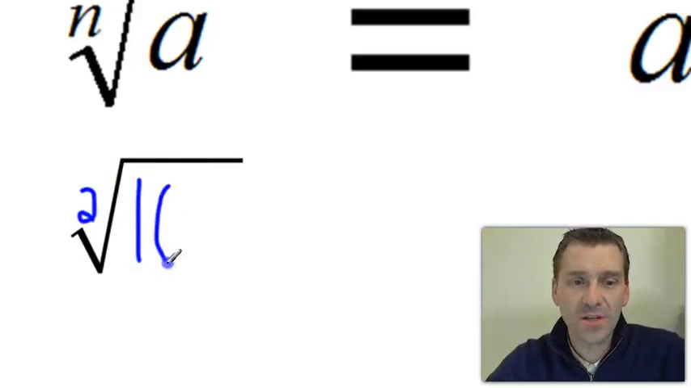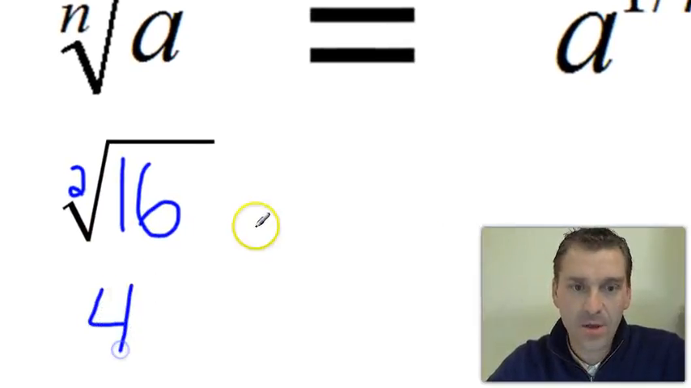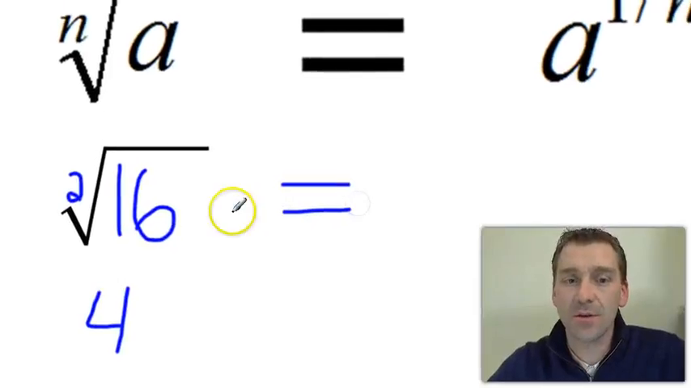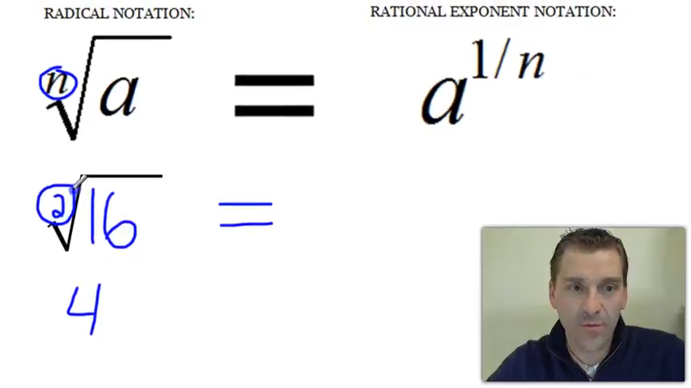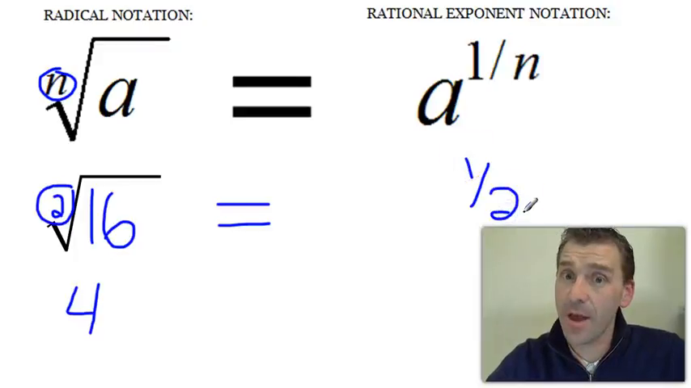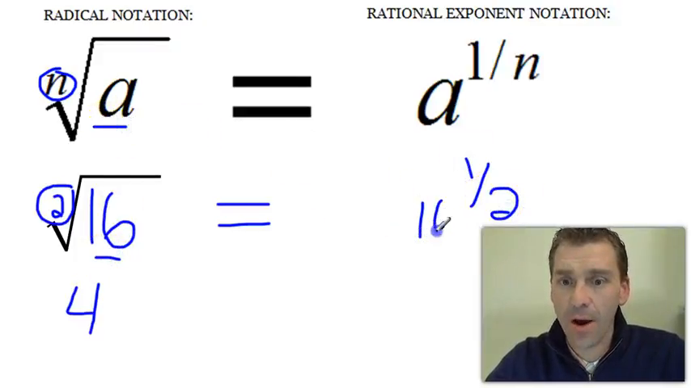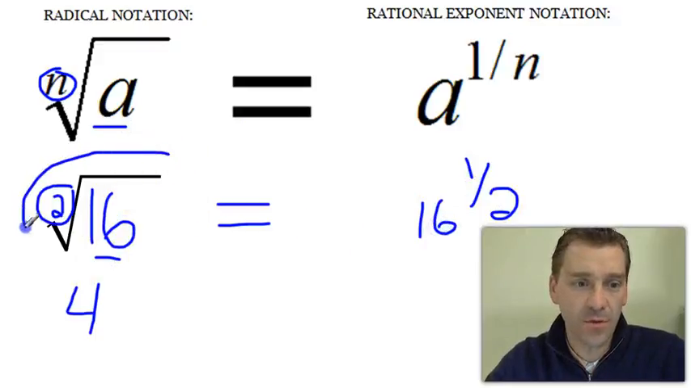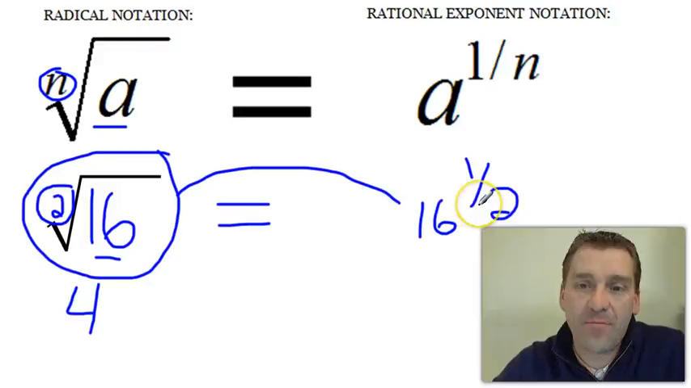So the square root of 16 is a simple example. You know the square root of 16 is actually 4. If you see how this looks, the n in this example is 2. So if I put that 2 in over here, I'm going to have 1 over 2. So it's a 1/2 exponent. The base, a, is 16. So how am I writing it? I'm writing the square root of 16 as 16 to the 1/2 power.